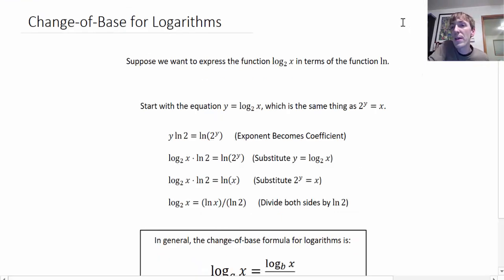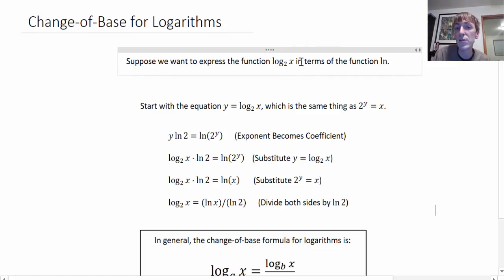Okay, so we can change a base for an exponential function. We can also change a base for a logarithm. In this case, suppose that we want to express the function log base 2 of x in terms of the function ln. Again, why would we want to do this? Because ln is a more convenient function when it comes to things like rates of change, just like e to the x is a more convenient function when we're talking about exponential functions.